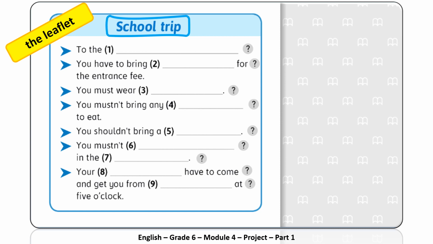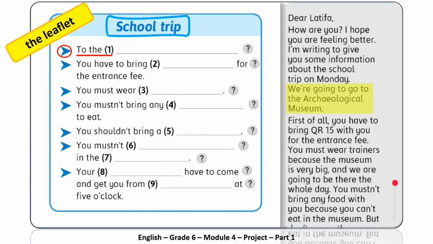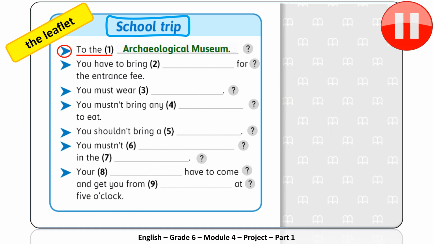It says "to the...". It means this school trip is to the... We need the location. So, if we go to the email, we'll find on this part, we're going to go to the Archaeological Museum. So the answer is the Archaeological Museum. Now, pause the video till you finish finding the remaining pieces of information from the email.